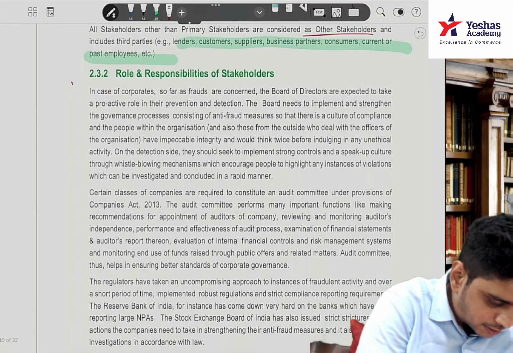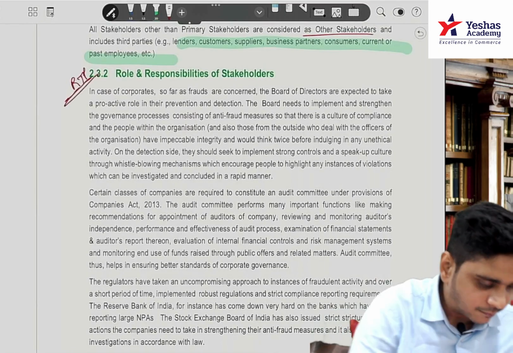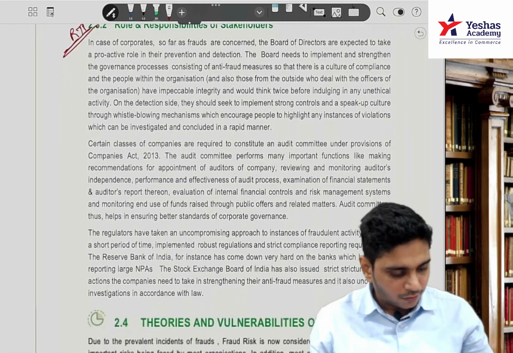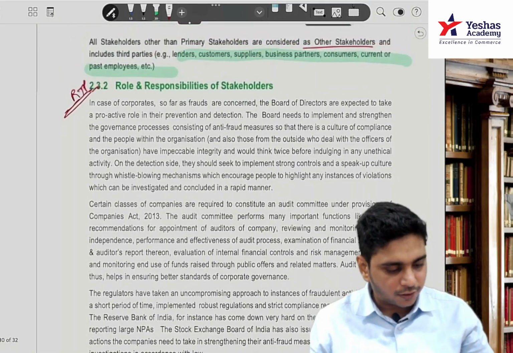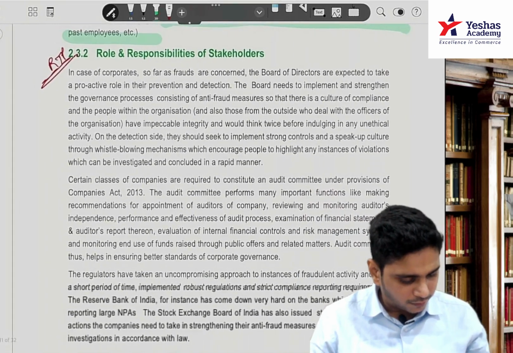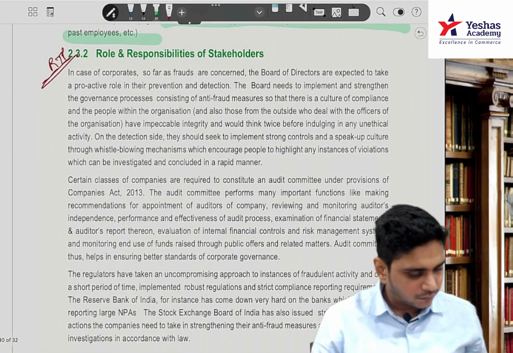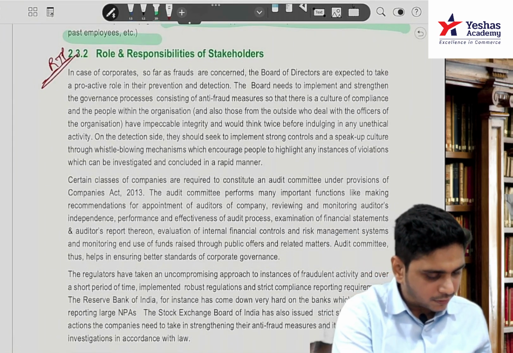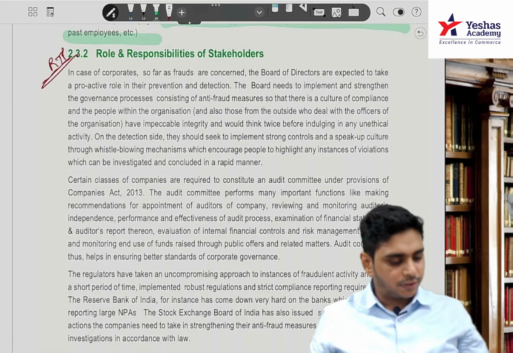Then roles and responsibilities of stakeholders, RTP. You can cut this, it is not required. Not required to be studied.